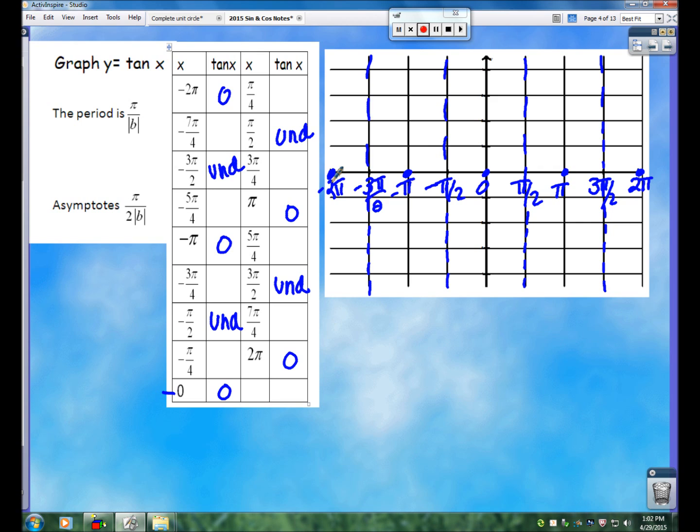Now, why did I pick 45? Because the tangent of a 45-degree angle is 1, or negative 1 if it's in a different quadrant. So that makes it easier to graph. Okay, so we're going to put in our 45s. So halfway between our 90s is what we're plotting here.